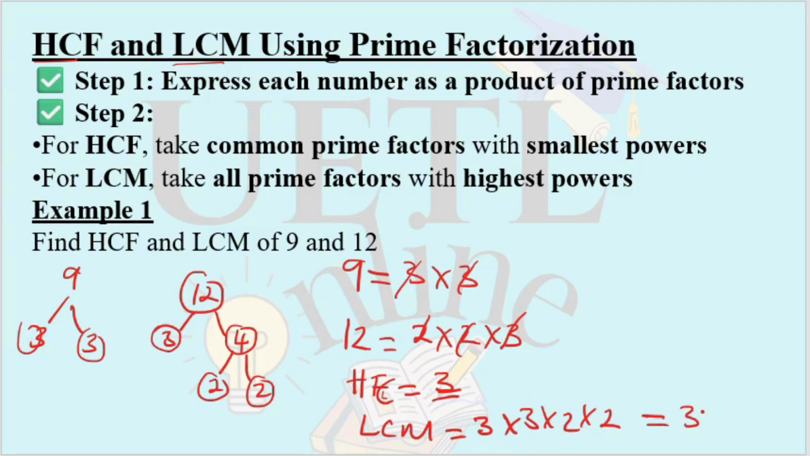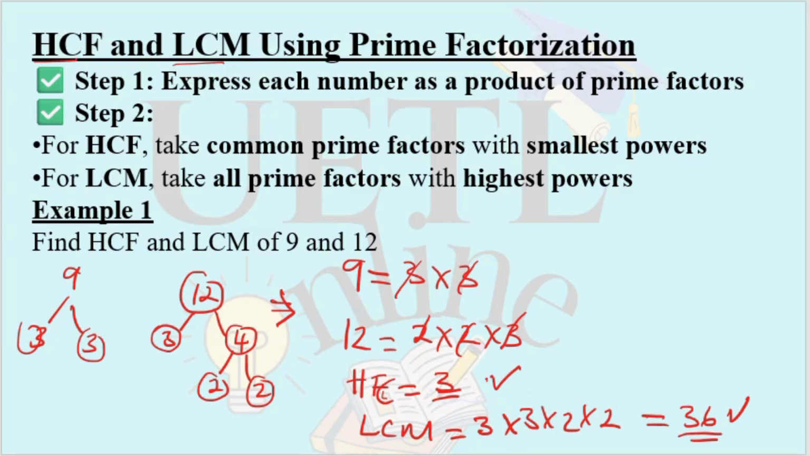Okay, so this means that the highest common factor of 9 and 12 is 3, and the lowest common multiple of 9 and 12 is 36. Okay, so this is how we do it. First, we have to express each number as a product of its prime factors. Then we find what is common here and here. Then that's the HCF. Then the remaining ones we just multiply with the HCF. Then we get our 36.